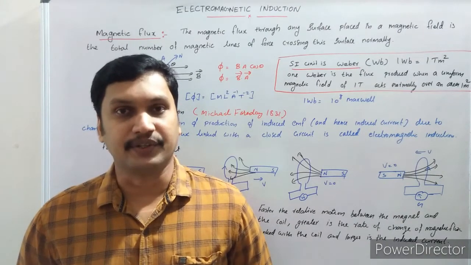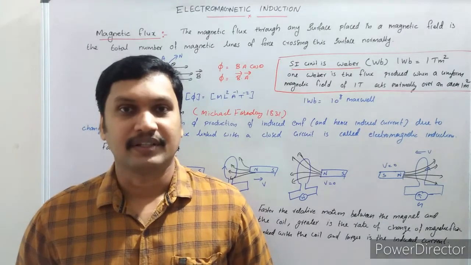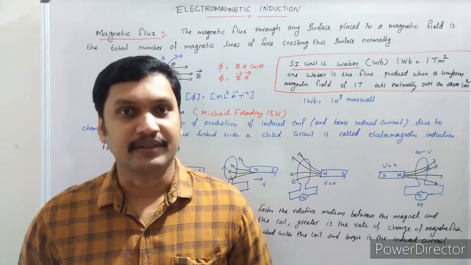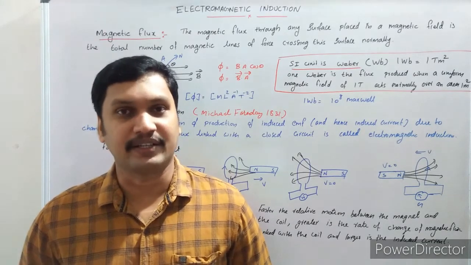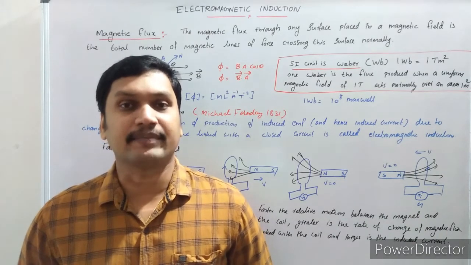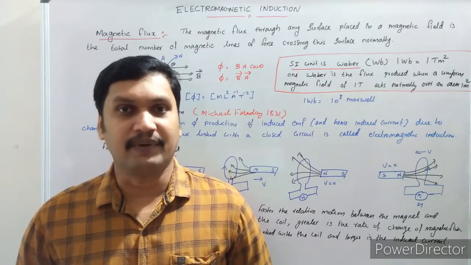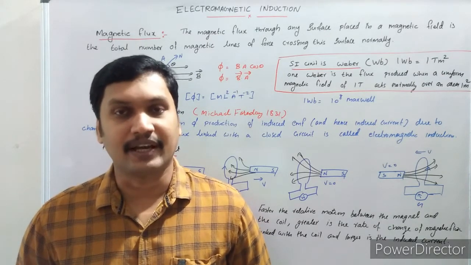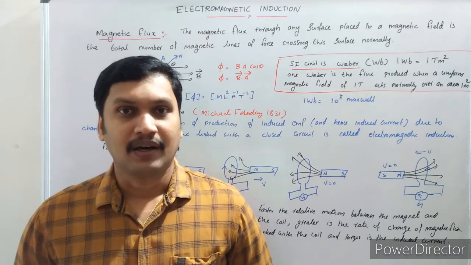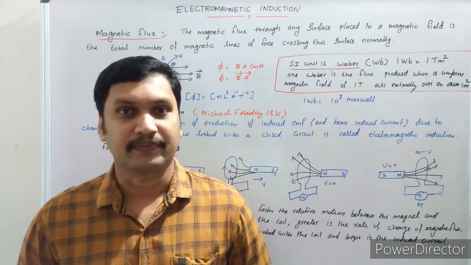Today we are starting a new chapter in physics, that is electromagnetic induction, chapter number 6 from NCERT textbook. In the last chapter, moving charges and magnetism, we learned that magnetism can be produced with electricity. That is, every current carrying conductor produces a magnetic field. In this chapter, we are going to learn how electricity can be produced with the help of magnetism.